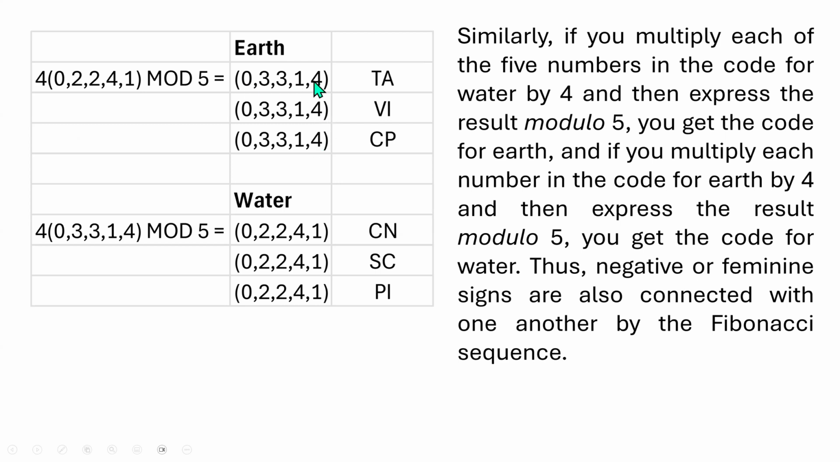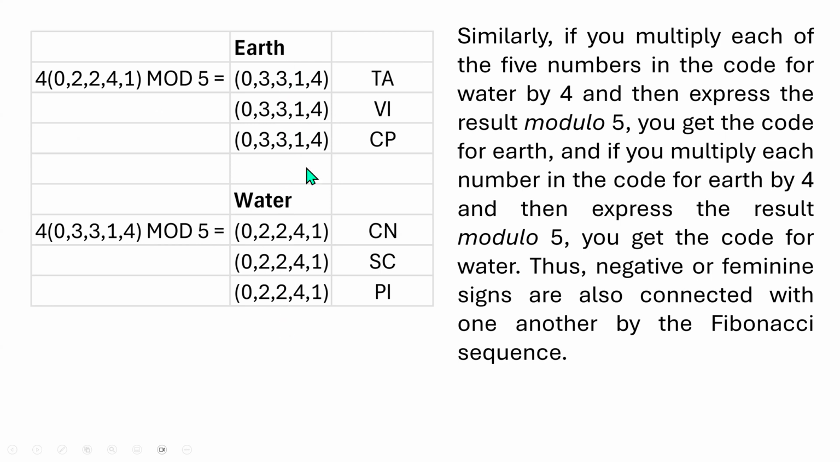Likewise, take the 5-digit code for earth signs, 03314, multiply each of those numbers by 4, reduce them modulo 5. So 4 times 3 is 12. The remainder after dividing by 5 is 2. Do that for each number, and you get back the code for water. So this is a procedure which switches back and forth between water and earth signs.